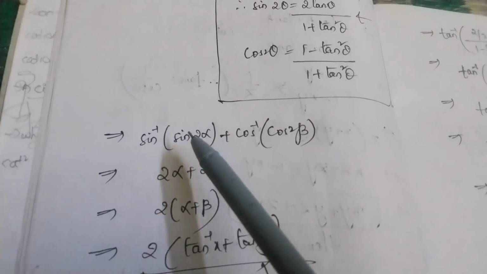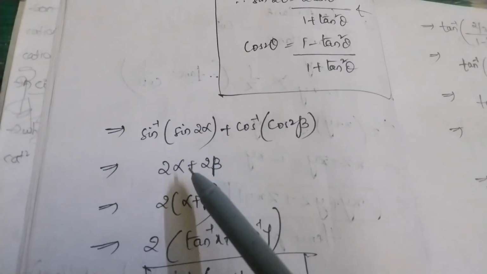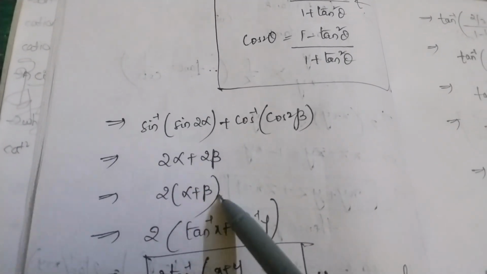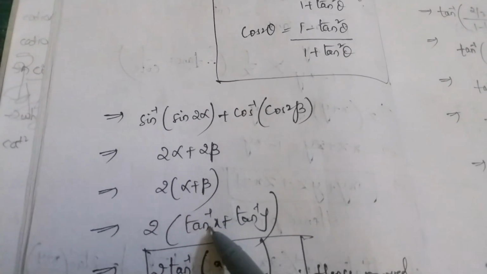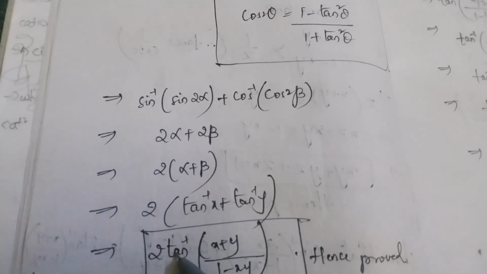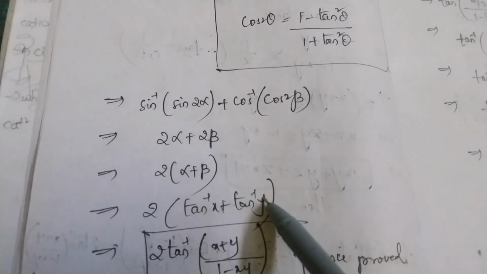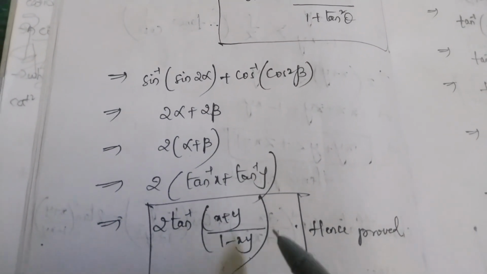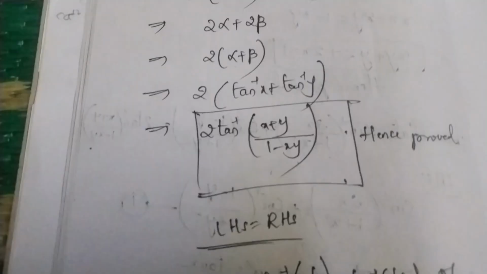Okay. So sin inverse and sin get cancelled. Then we are left with 2 alpha plus 2 beta. Taking 2 common, then we have alpha plus beta. But the value of alpha is what? Tan inverse x, and beta is tan inverse y. If we take tan inverse common, it will be tan inverse of x plus y. Then the formula is tan inverse of x plus y by 1 minus xy. That is RHS, hence proved.